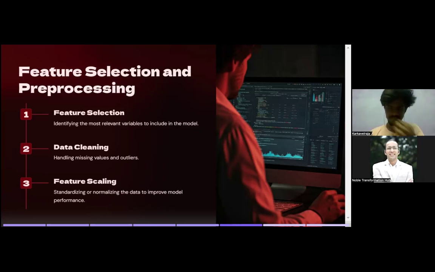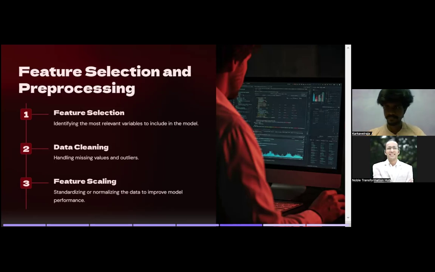Yes. So, feature selection and pre-processing, guys. Feature selection is identifying the most relevant variables to include in the model. Because you need to find the most relevant ones, otherwise there would be a lot of problems, right? Your model will not learn if you give a lot of features to the model. So you have to give the most relevant features so that it can. That is what feature selection is.